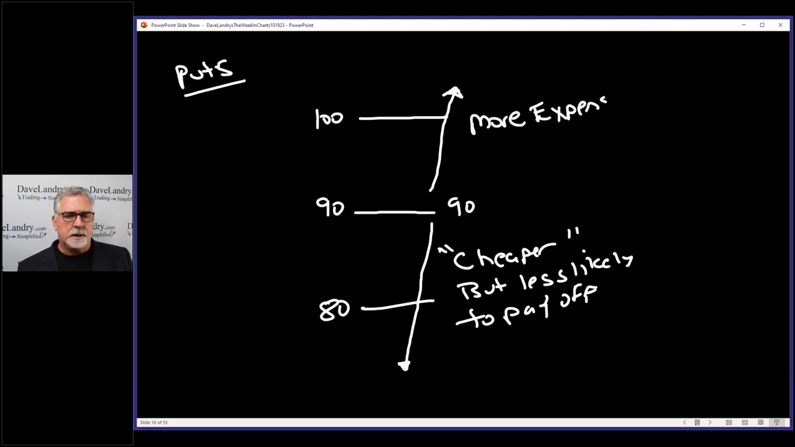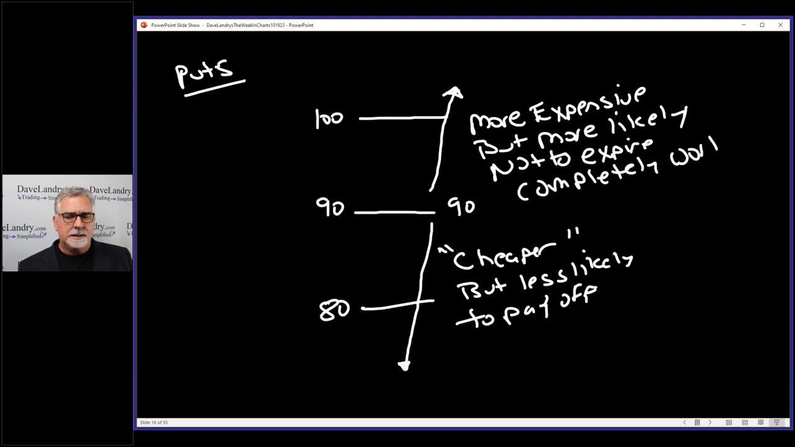Now, the deeper you go in the money, it's going to be more and more expensive. Okay. So maybe way down here at 80, you might be able to pick up an option for a dollar. And at 100, it's 10 points in the money. It's going to cost you $1,000, or 10 points. So $1 would be $100 because it behaves like 100. The options pricing is based on 100 shares of stock.